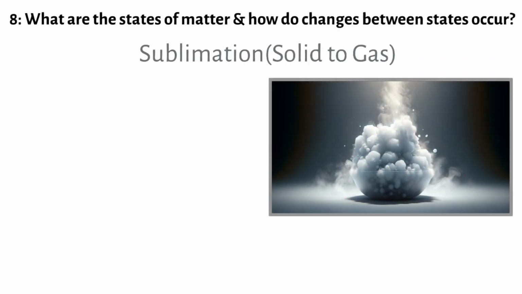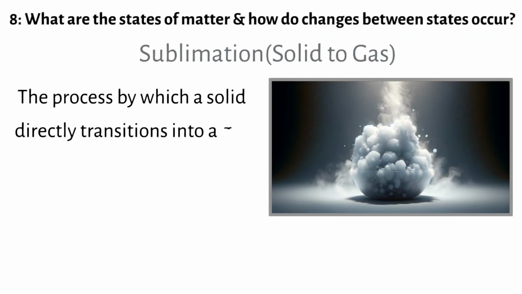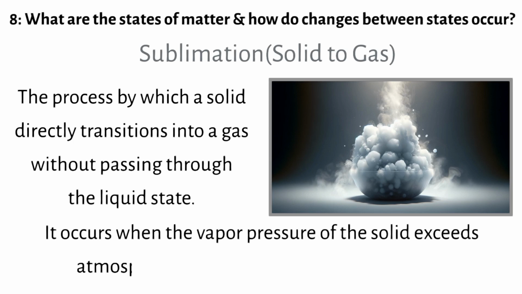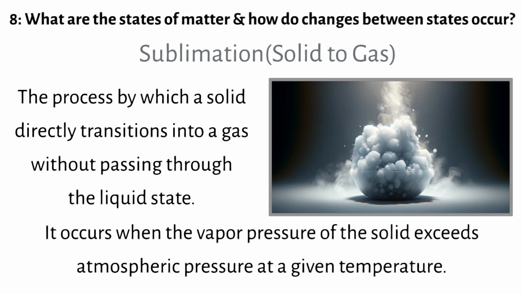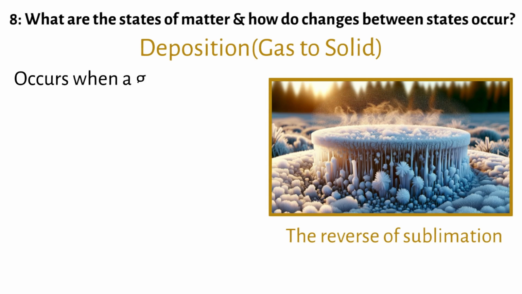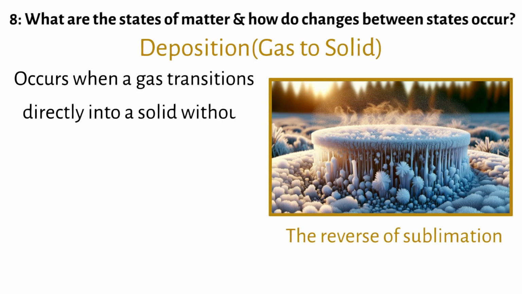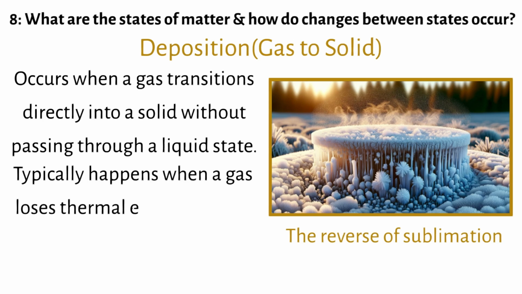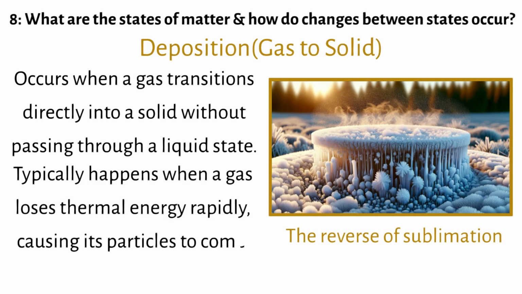Sublimation is the process by which a solid directly transitions into a gas without passing through the liquid state. It occurs when the vapor pressure of the solid exceeds atmospheric pressure at a given temperature. Deposition is the reverse of sublimation. It occurs when a gas transitions directly into a solid without passing through the liquid state. This typically happens when a gas loses thermal energy rapidly, causing its particles to come together and form a solid.